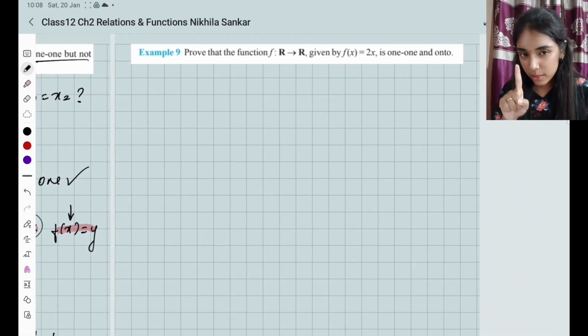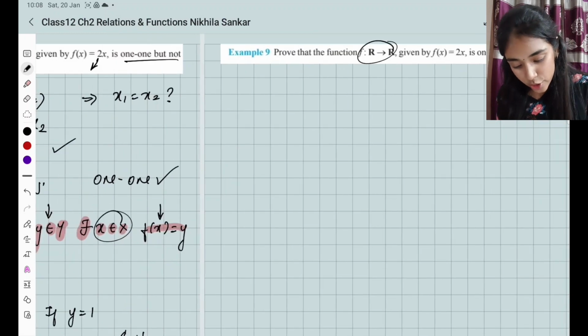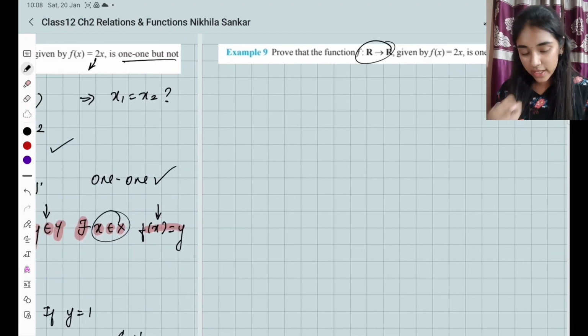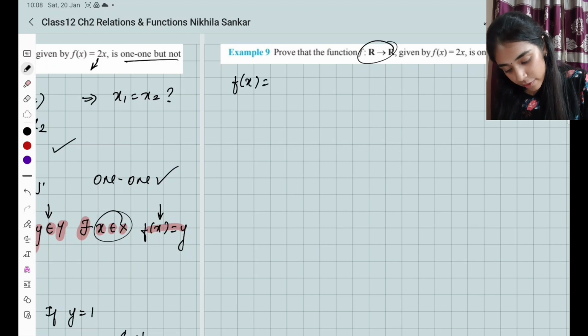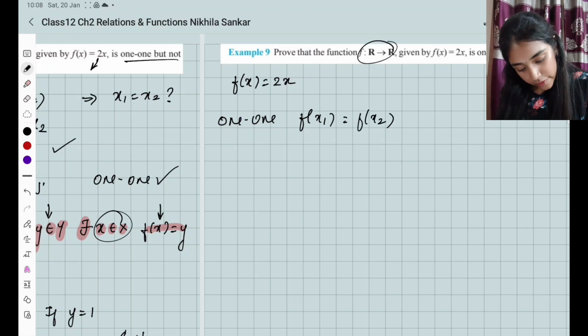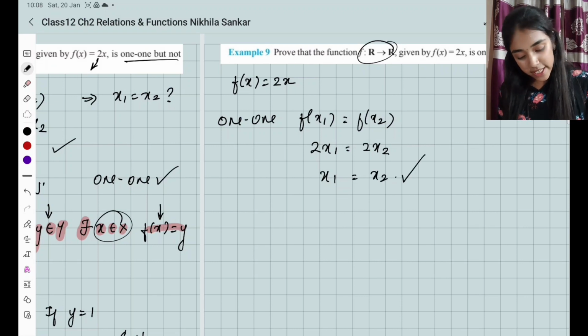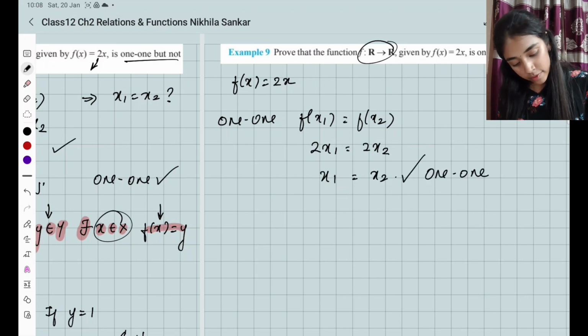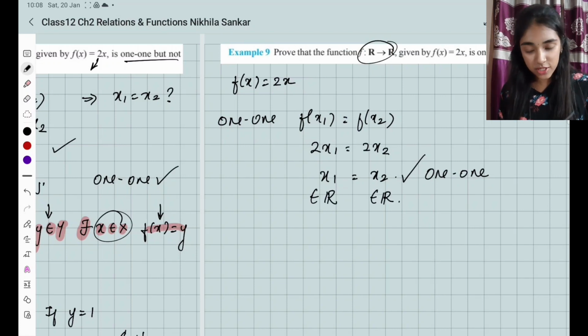It is the same question, but here what are the domain and range? It is going to be all real numbers. So that is also very, very important. Okay, now what is our function? f of x equals 2x. So for 1 to 1, the same method. You have f of x1 equals f of x2, which means 2x1 equals 2x2. You have x1 equals x2, which means you have a 1 to 1 function. So this belongs to real numbers and this also belongs to real numbers. So this is going to be 1 to 1.